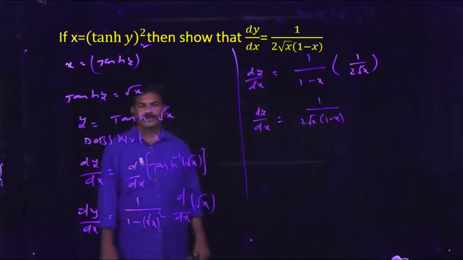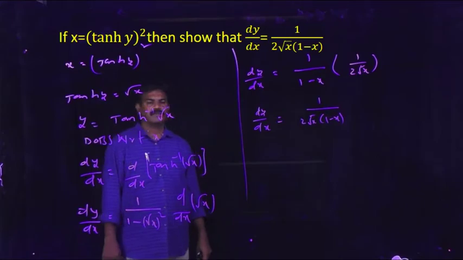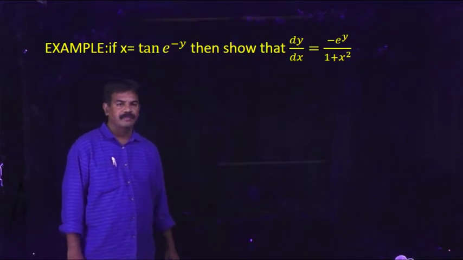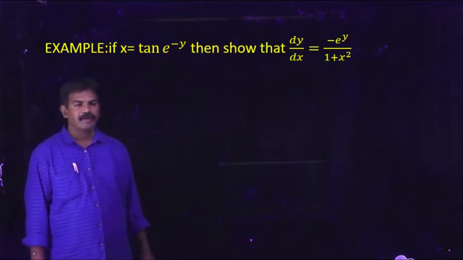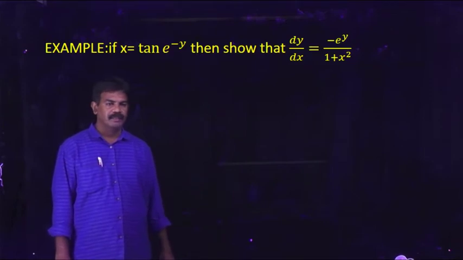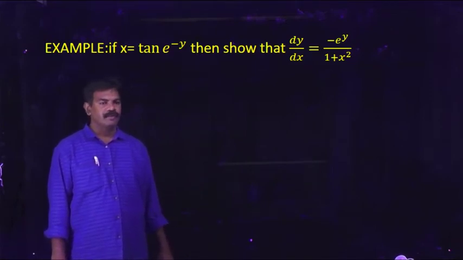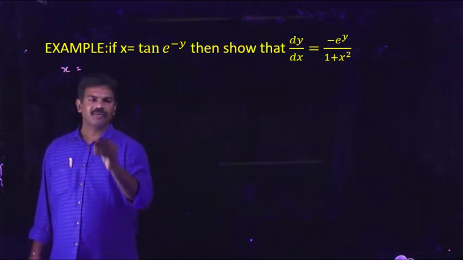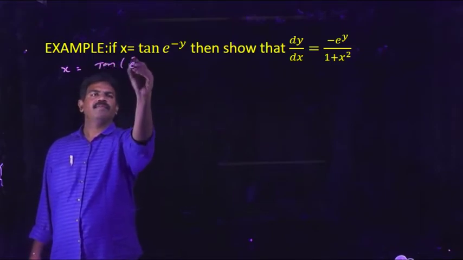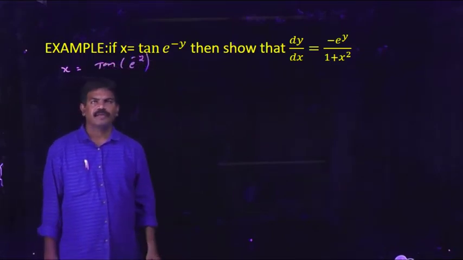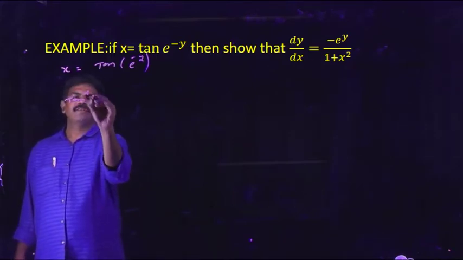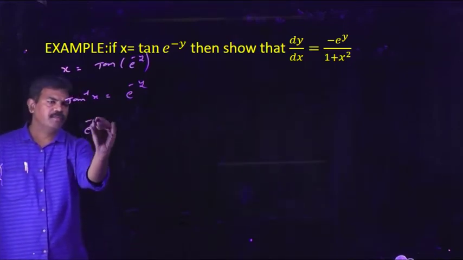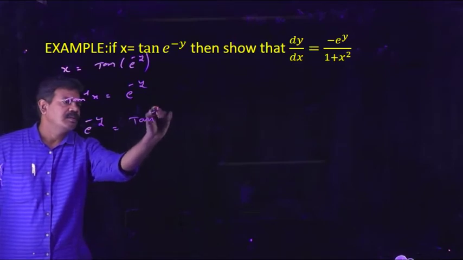This is the solution of the example, that is x is equal to tanh y whole square. Students, see another example, that is if x is equal to tan of e power minus y, then show that dy by dx is equal to minus e power y by 1 plus x square. The given problem is x is equal to tan of e power minus y. So we can write tan inverse x is equal to e power minus y. So we write e power minus y is equal to tan inverse x.